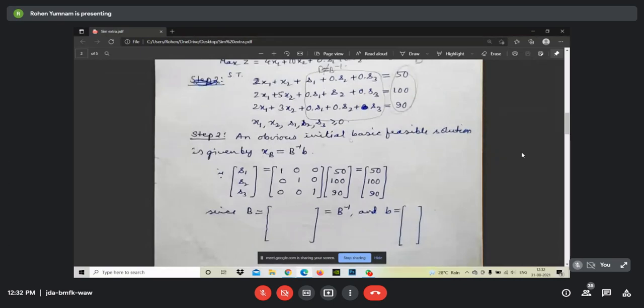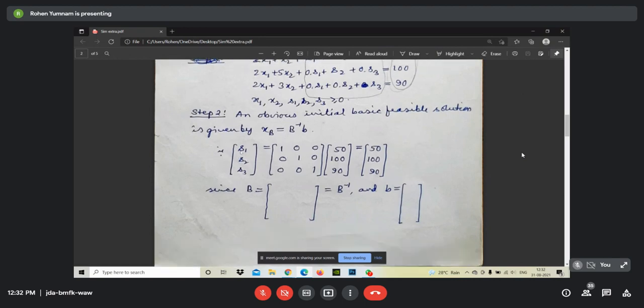Then step 2, the obvious initial basic feasible solution is given by XB equal to B inverse b. That part I had already given in the full algorithm, and that is the explanation of that. That will be S1, S2, S3, and it is the identity part. This is Y1, this is Y2, this is Y3, otherwise e1, e2, e3. Multiply with this, and that will be 50, 100, 90. This will be the calculation of XB. B being identity, B is this, and that is why it is equal to B inverse also, and small b is this.